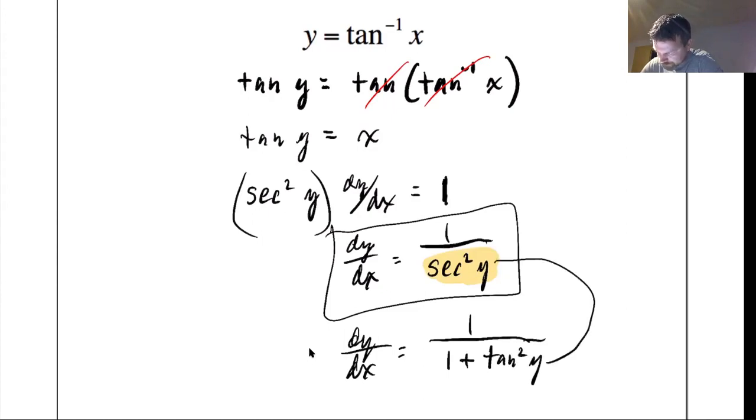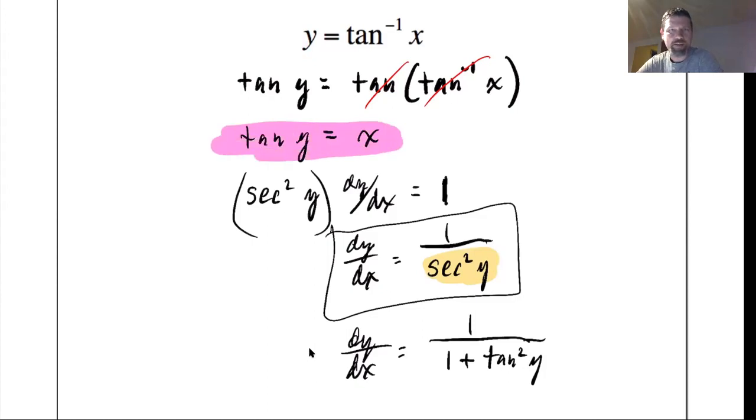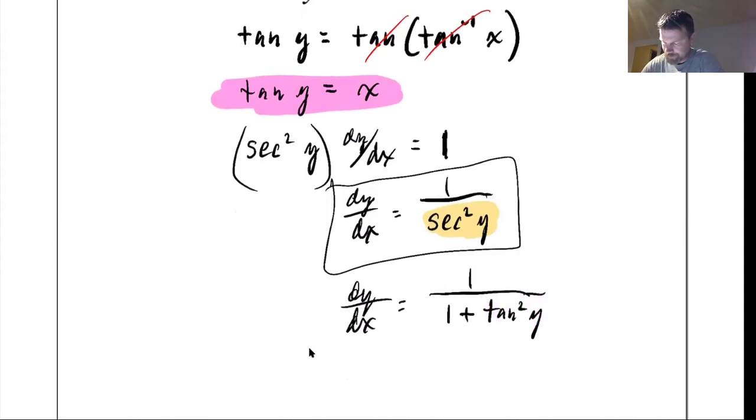So I can rewrite that secant squared as 1 plus tangent squared. And the reason that's super helpful in this particular case is because of right up here. Because right there, the tangent of y is equal to x. Well, that's just the tangent of y squared, so that's just equal to x squared.